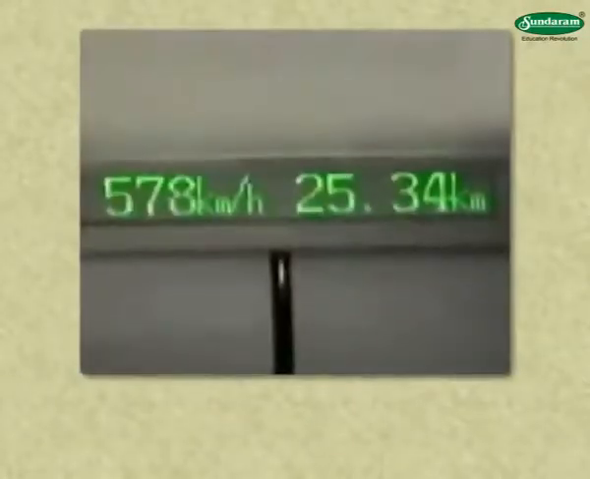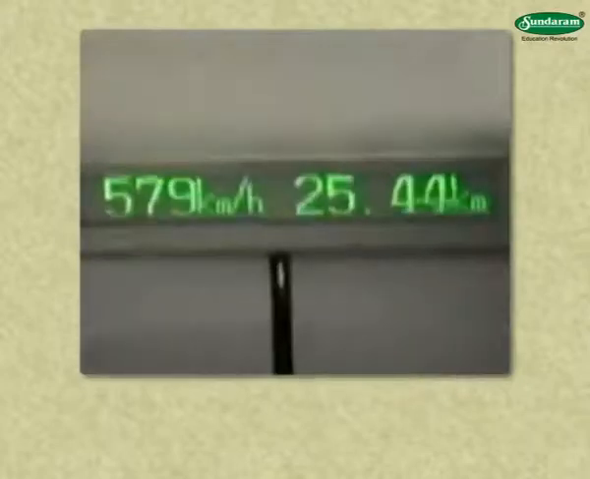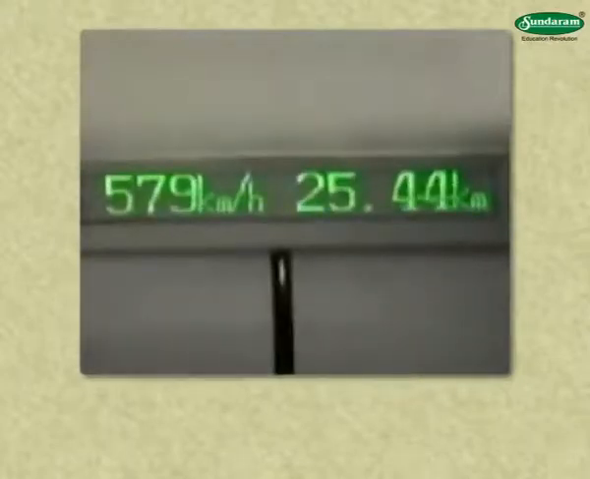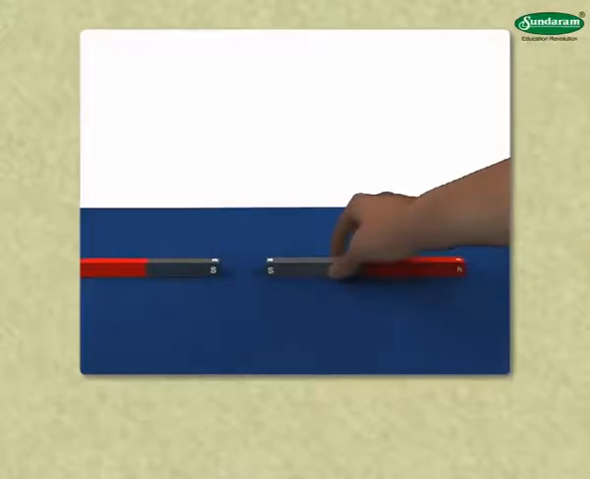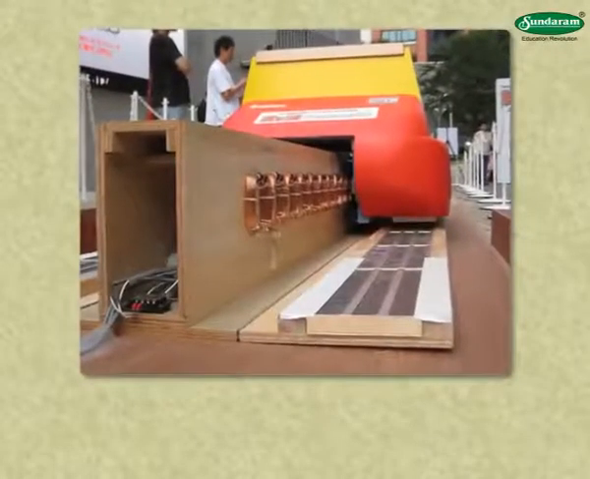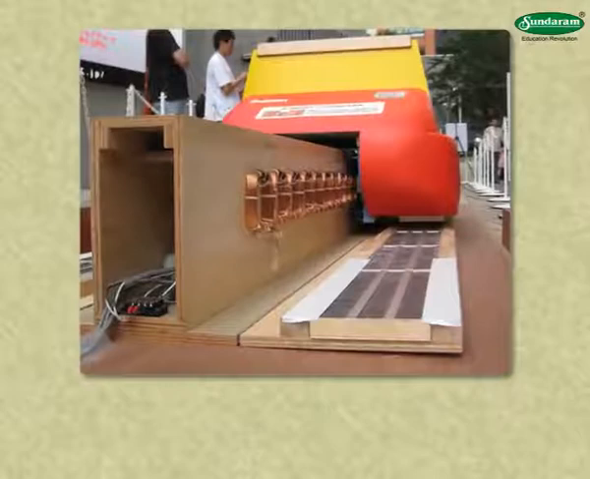Its speed is 500 to 580 kilometers per hour. It makes use of the principle of magnetic repulsion between like poles of a magnet. Magnetic repulsion between the track or the guideway and the bottom of the train lifts the train off the ground. Thus, the train actually floats on air. A linear motor is used to propel the train forward.